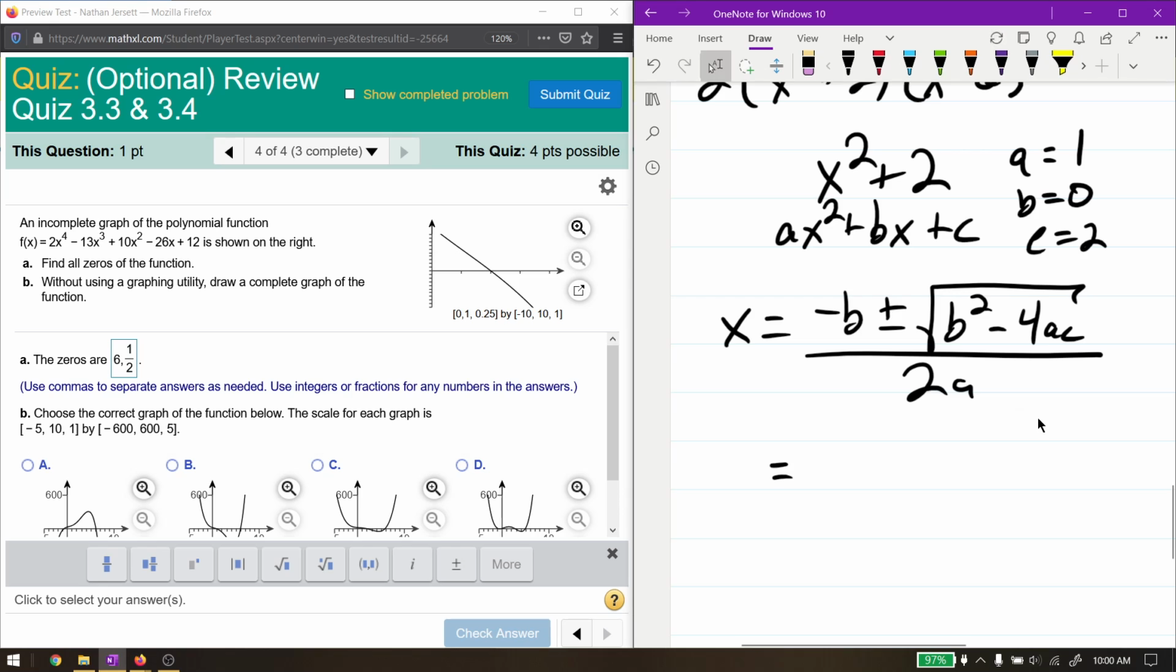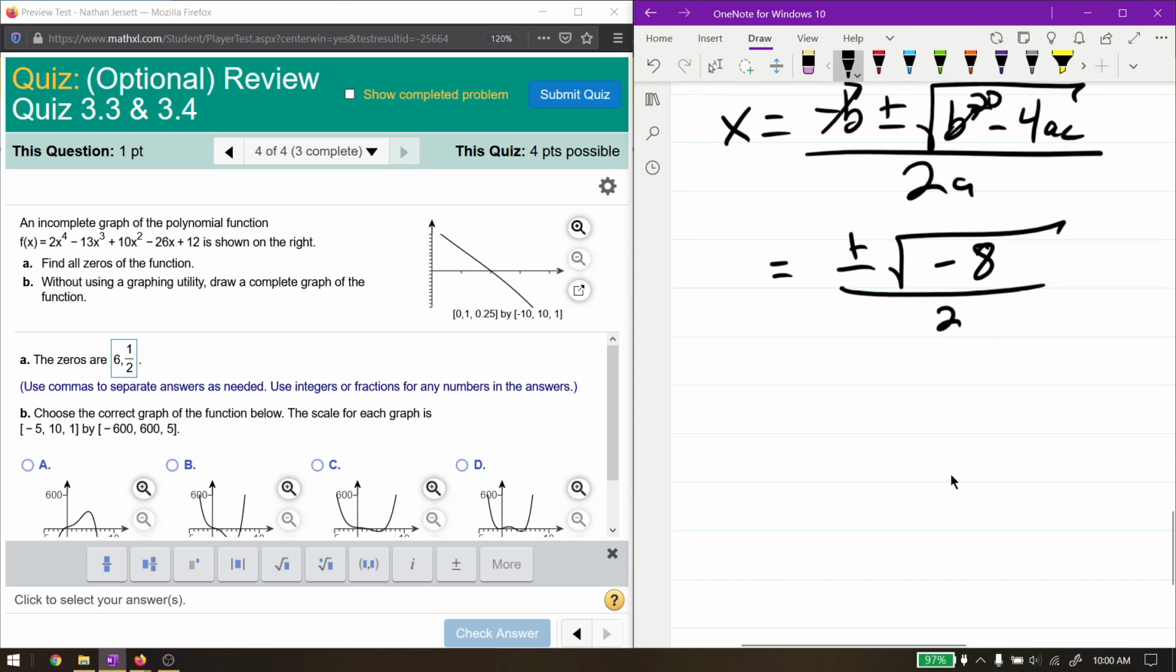B is 0, so that just goes away to 0. That's just going to be 0 as well. So we get plus or minus the square root of 4 times a times c. That's going to be negative 8. All over 2 times a, 2 times 1, so 2. Okay, we have negative 8 here. We can simplify this by taking out that negative. Square root of 8 i over 2.